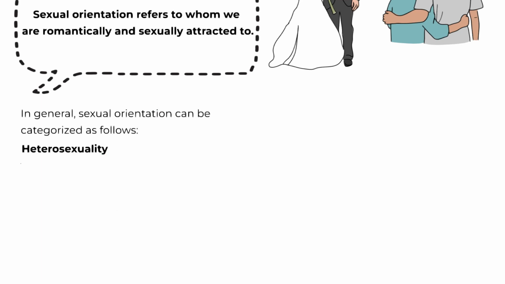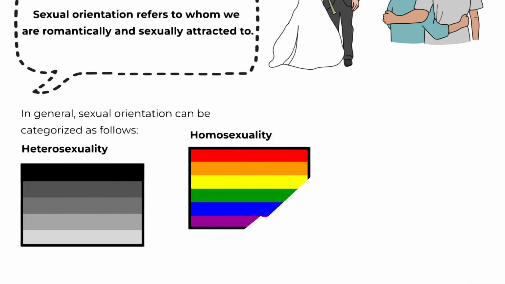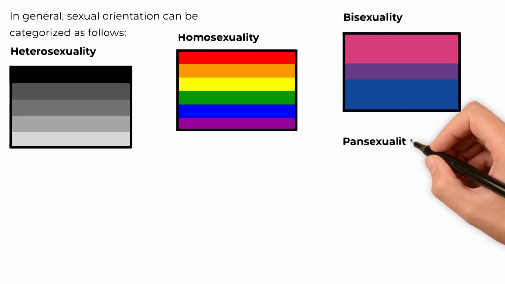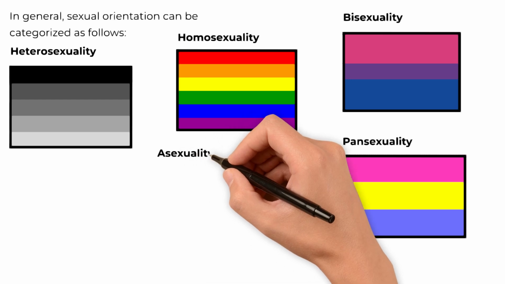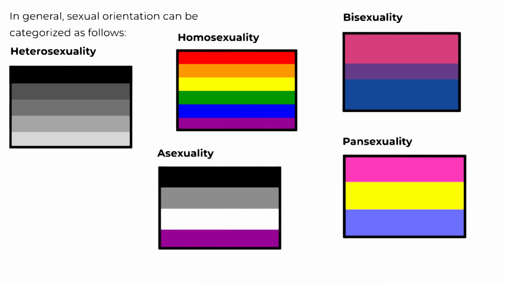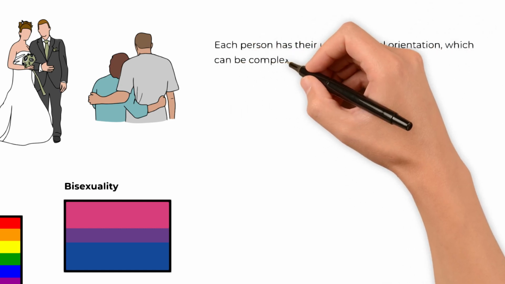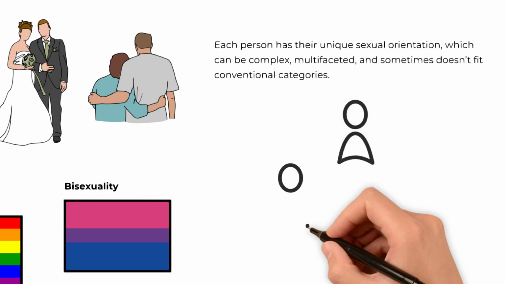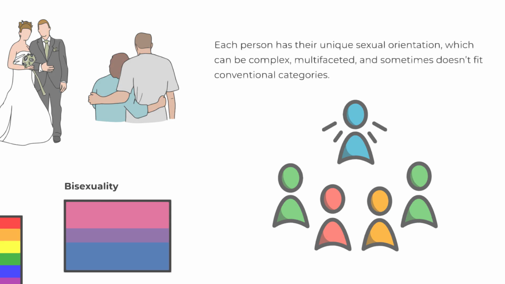In general, sexual orientation can be categorized as follows: heterosexuality, attraction to people of the opposite sex. Homosexuality, attraction to people of the same sex. Bisexuality, attraction to people of both sexes. Pansexuality, attraction to people regardless of their sex or gender identity. Asexuality, lack of sexual attraction toward others. Each person has their unique sexual orientation, which can be complex, multifaceted, and sometimes doesn't fit conventional categories. It's essential to emphasize that sexual orientation is personal and may evolve or change over time.